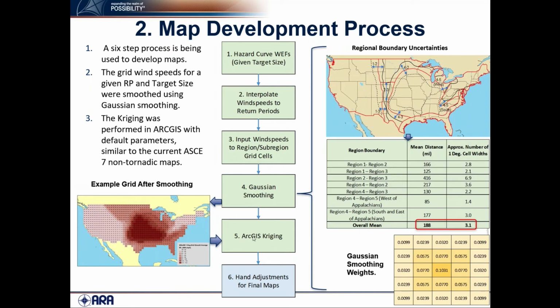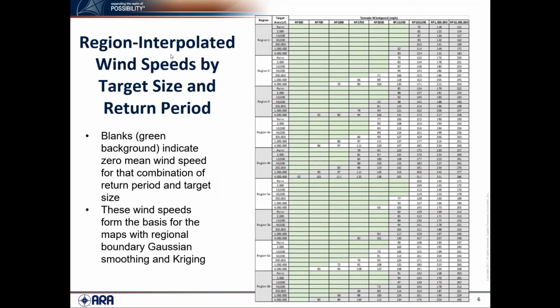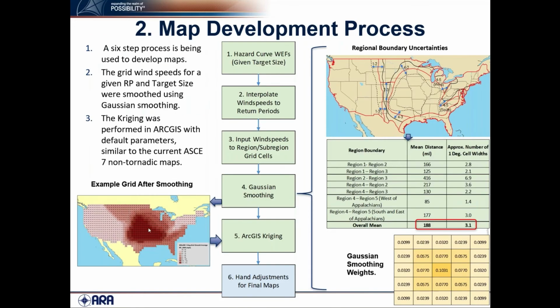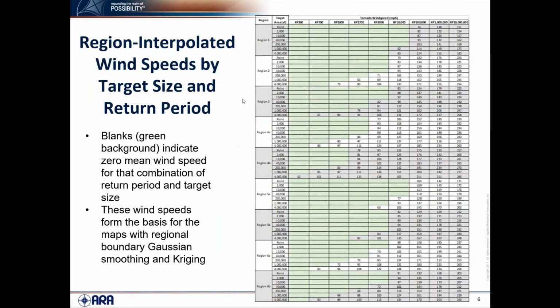Then we use a kriging function in ArcGIS to put contours on the maps, and then some final adjustments, hand smoothing, and final cartography to make the maps look nice. And how did we get the values that we put into this table before the smoothing? For each different return period, 300 years, 700 years, 1700, whatever, and for each different region, regions 1, 2, 3, 4A, 4B, and then for each different target size, we have the values.